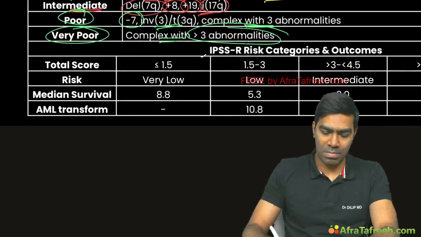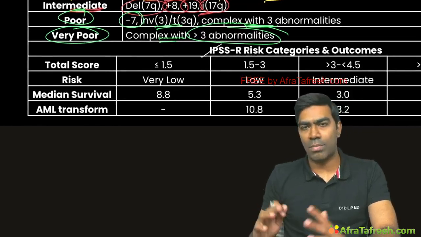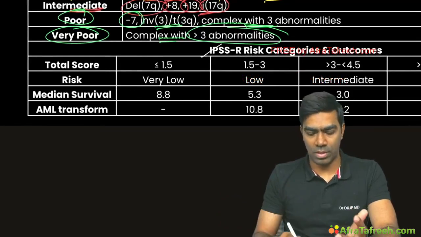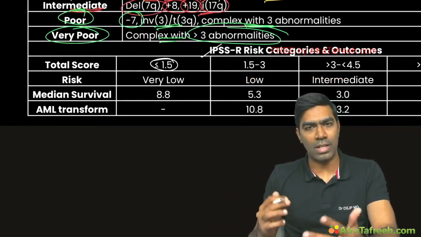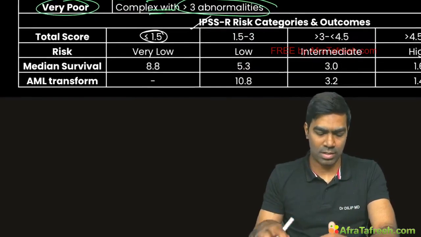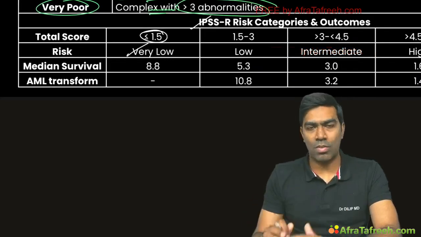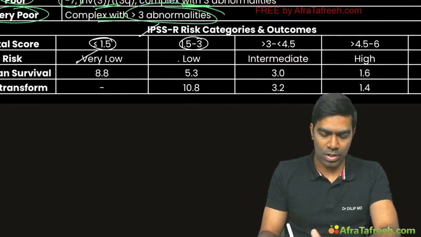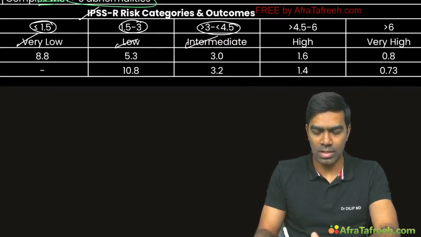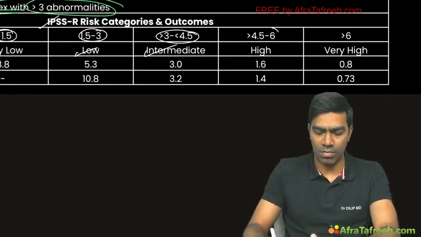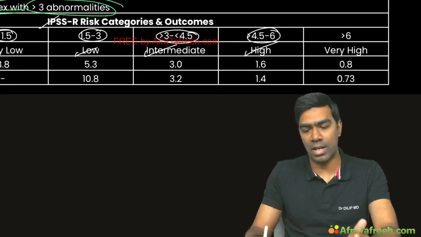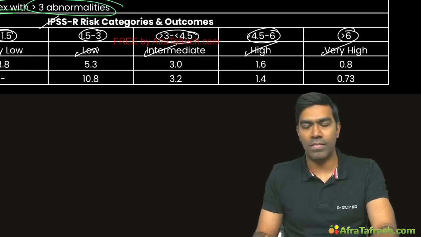Based on IPSS-R scoring, you can compile all the parameters into a score as a whole, and you can tell the risk of the patient. You can categorize the risk. If the score is less than or equal to 1.5, it indicates a very low risk. 1.5 to 3 indicates a low risk. More than 3 but less than 4.5 indicates an intermediate risk. More than 4.5 but less than 6 indicates a high risk. If it's more than 6, it indicates a very high risk.